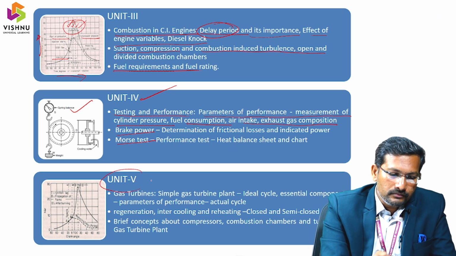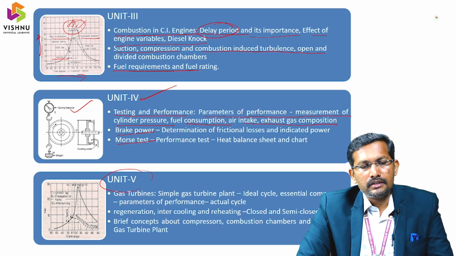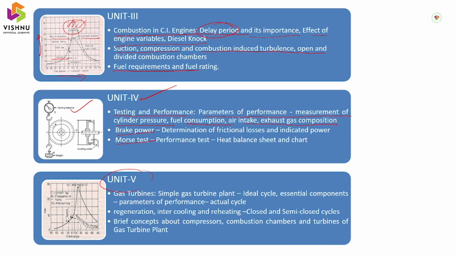And last, Unit 5. Under Unit 5, we are going to discuss gas turbines, like the simple gas turbine plant and ideal cycle, essential components, and regeneration. These are the methods: regeneration, intercooling, and reheating. These are all the various methods for increasing the efficiency of gas turbine cycles.